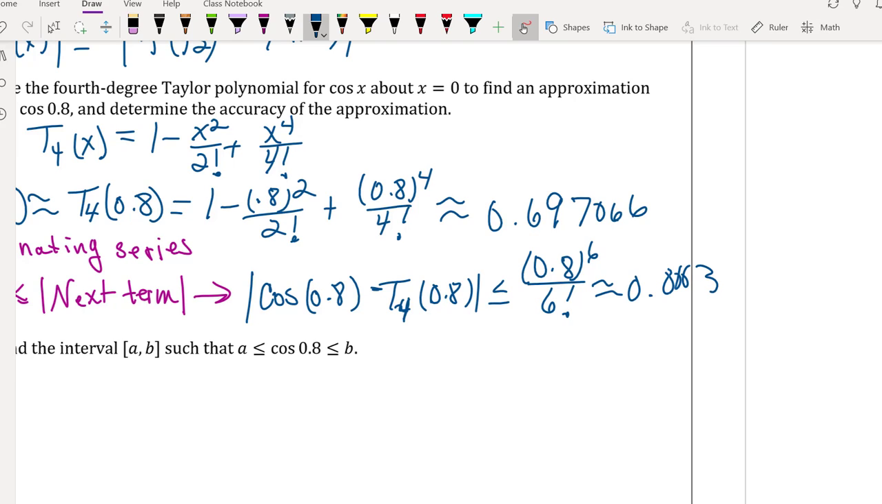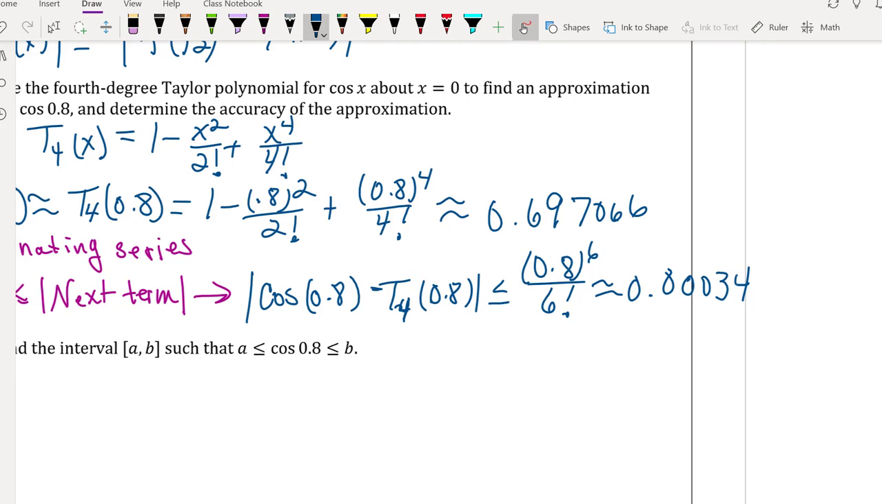And that is approximately equal to 0.00345. I'm trying to look at the number on my paper. That's enough decimal places.